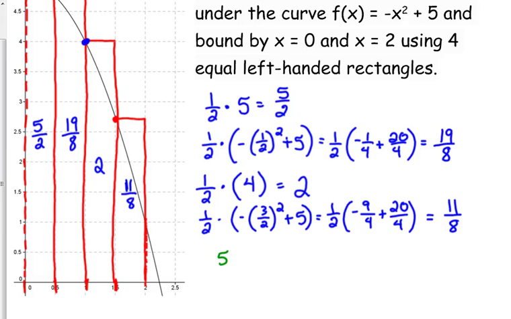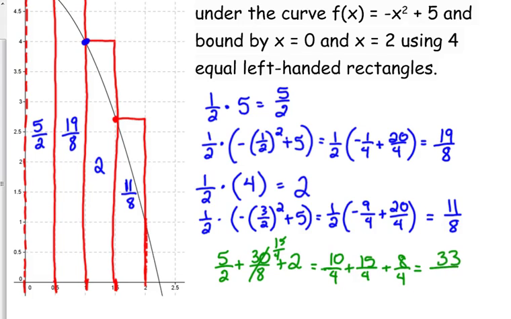So we've got to add 5/2 plus, I'm going to go ahead and put my over 8s together, 30 over 8 plus 2, and let's see here, 30 over 8, I can reduce to 15 over 4. That makes it a little bit nicer. So 10 over 4 plus 15 over 4 plus 8 over 4 gives us an area of 33 over 4 for our total area.